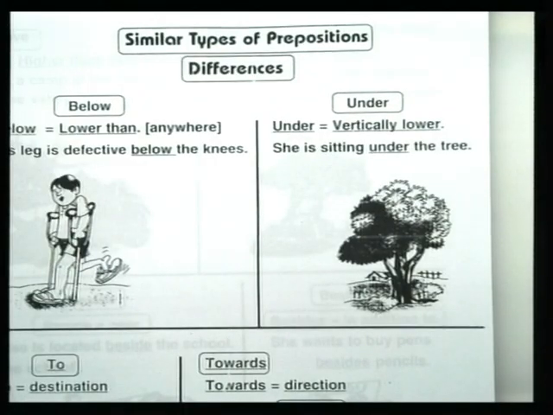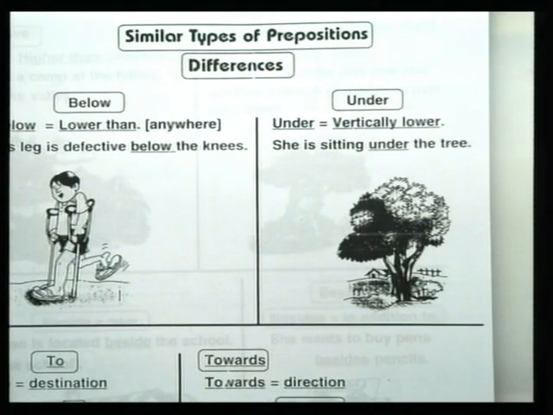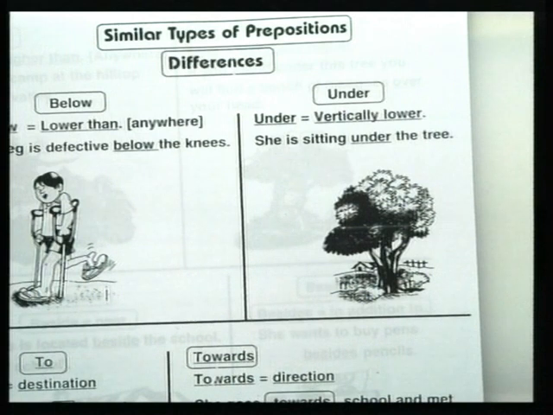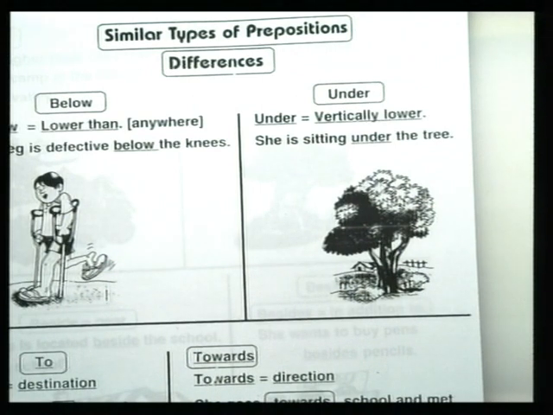Now what am I supposed to do? Shall I go in for a band-aid? You have to consult the doctor. Now under. Under, as we said, means vertically lower. She is sitting under a tree.